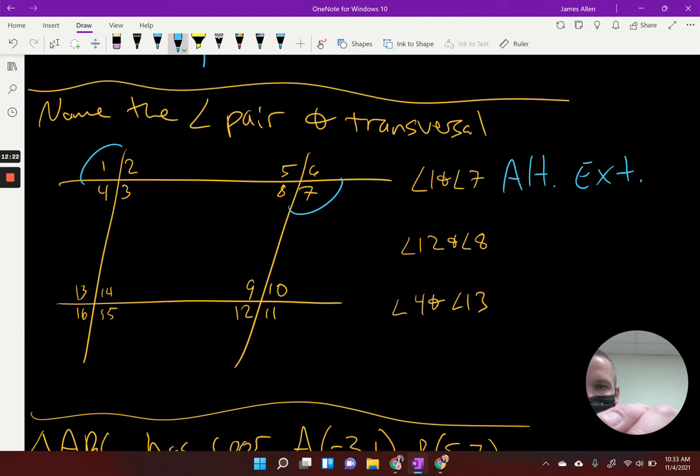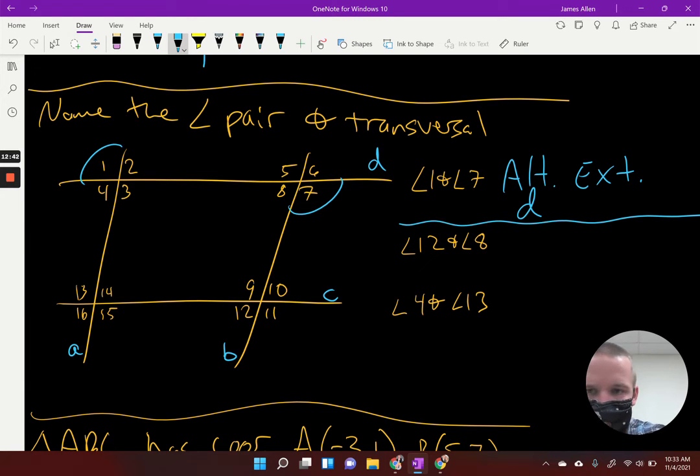Come on, marker. I want to get a different color. Why is this happening? I don't know why it's happening. All right, I'll just label it with blue. Let's say that this is A, B, C, and D for my lines. So my transversal would be D for that one. Cool? All right. Next one.